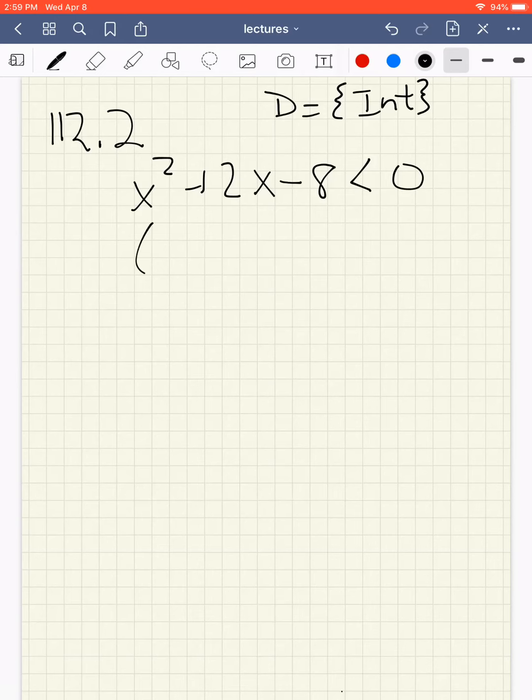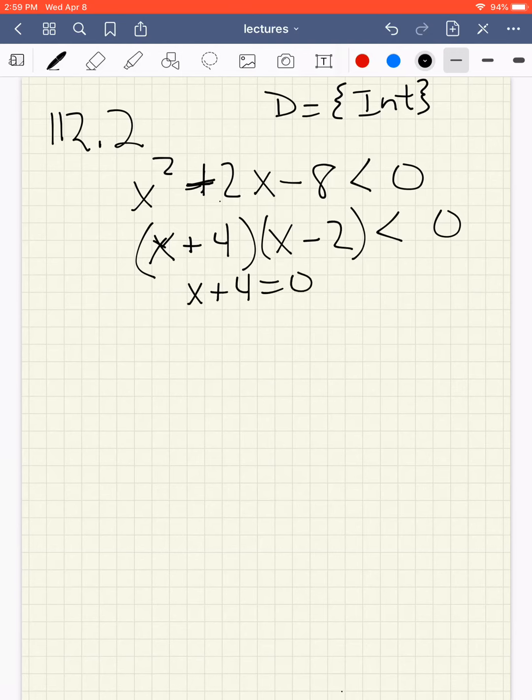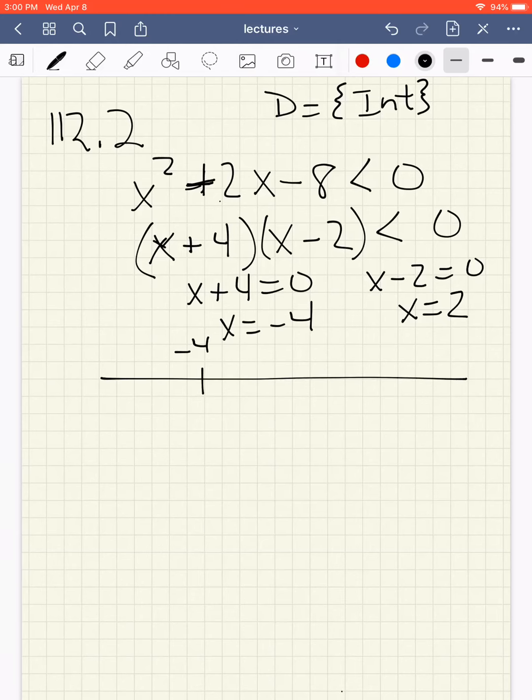Okay, so this would be x and x, plus 2x. So that would be a plus 4 and a minus 2. Does that check? x squared minus 2x plus 4x, yes. 4 times negative 2, yes. Alright, so set each factor equal to 0, get our critical points, and put those on the number line. Negative would be over here, positive over here.